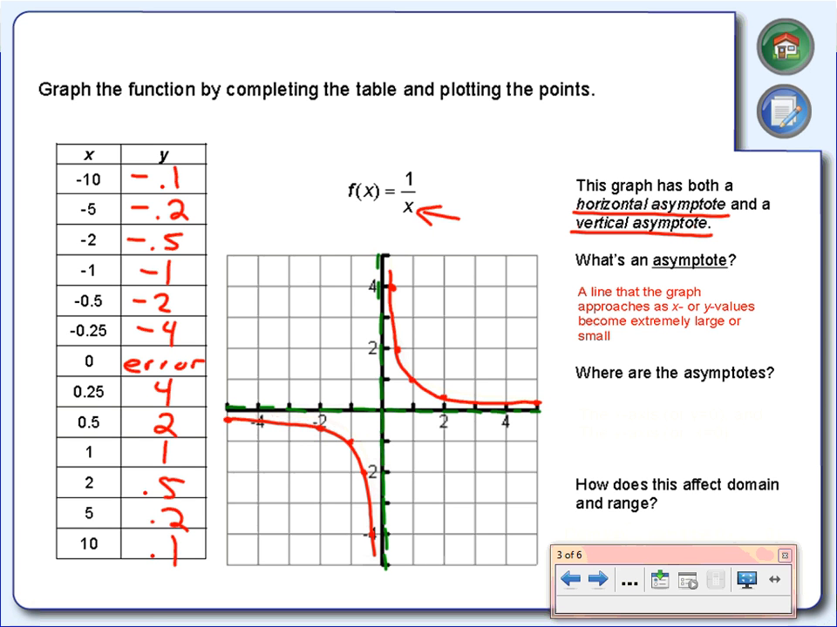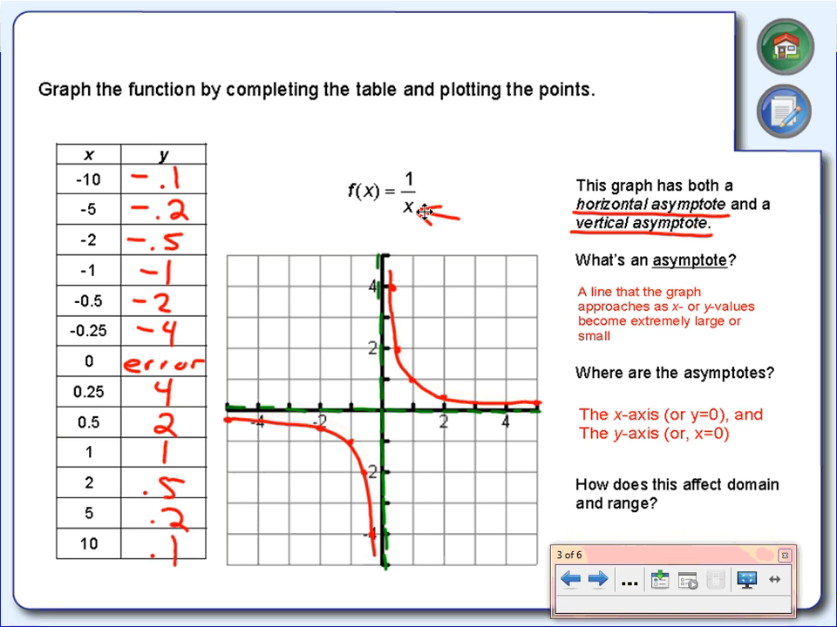We call those asymptotes. All right. So in this case, they are the x-axis and the y-axis. The x-axis and the y-axis represent asymptotes. And the equation for the x-axis is y equals 0. The equation for the y-axis is x equals 0. And we're going to need those equations here in a little while to identify the asymptotes.